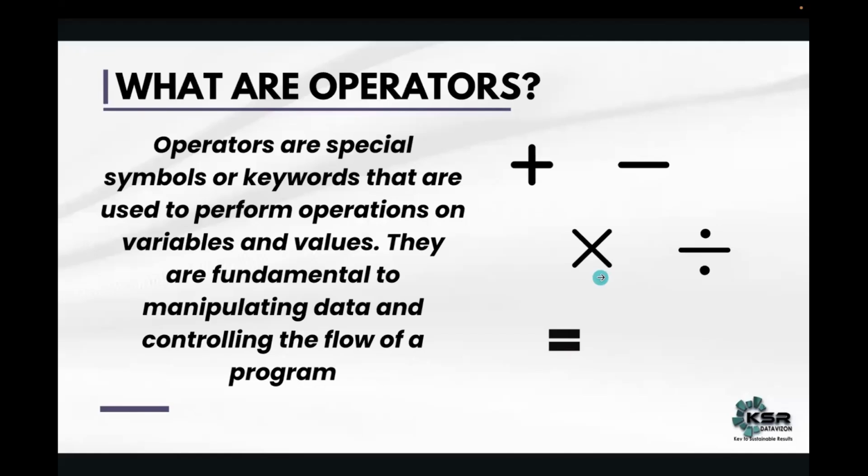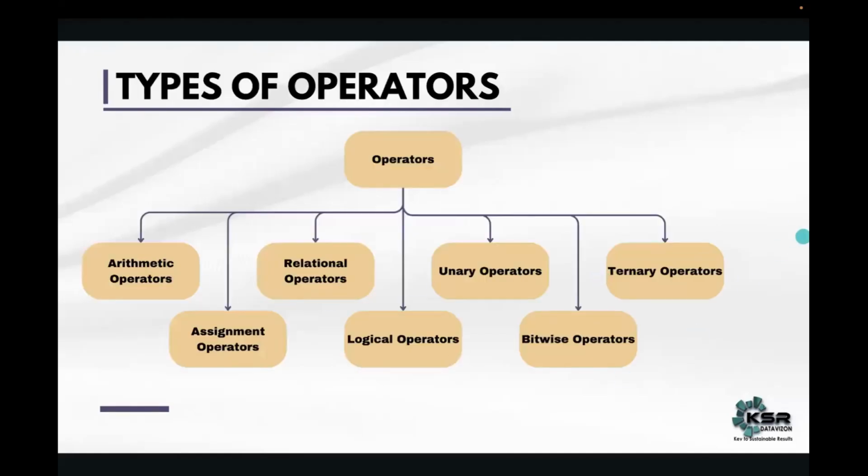Now let's see types of operators. There are 7 types of operators. We'll see how much we can cover today. There is arithmetic operator, assignment operator, relational operator, logical operator, unary operator, bitwise operator, and ternary operator. So these are 7 types of operators in Java. Let's go through this.